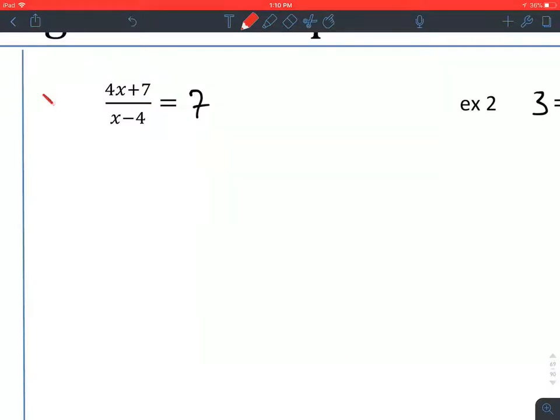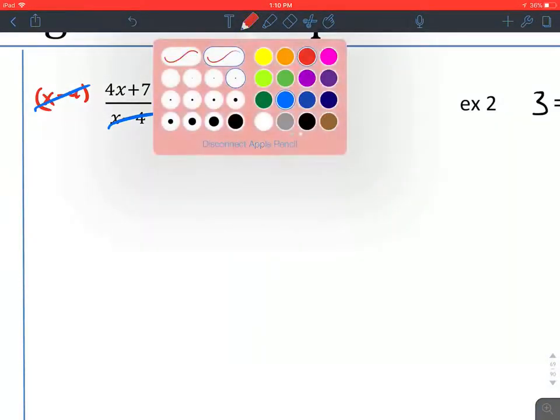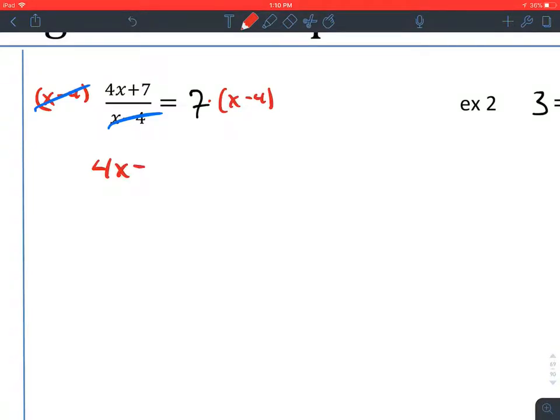My denominator is x minus 4, so I'm going to multiply both sides of the equation by x minus 4. I'm allowed to do that because of the multiplication property of equality. On the left, I'm multiplying and dividing by an x minus 4. They cancel, leaving me with a 4x plus 7. On the right, if I distribute the 7, I'm going to get 7x minus 28. Then it's just a regular equation with no funny business.